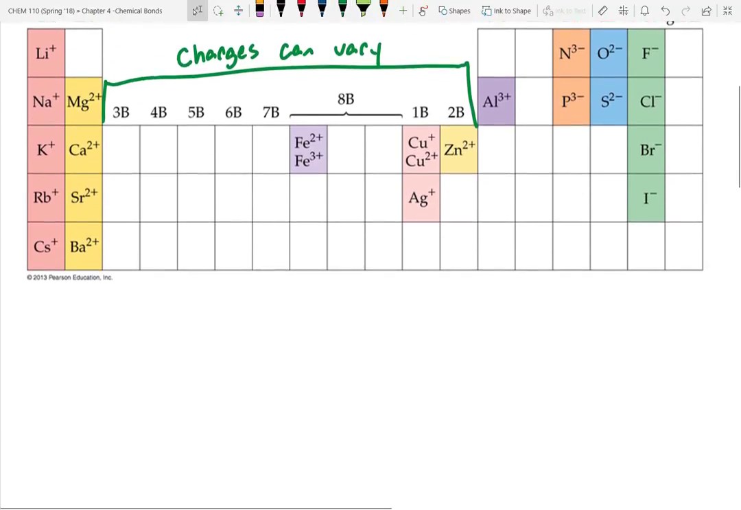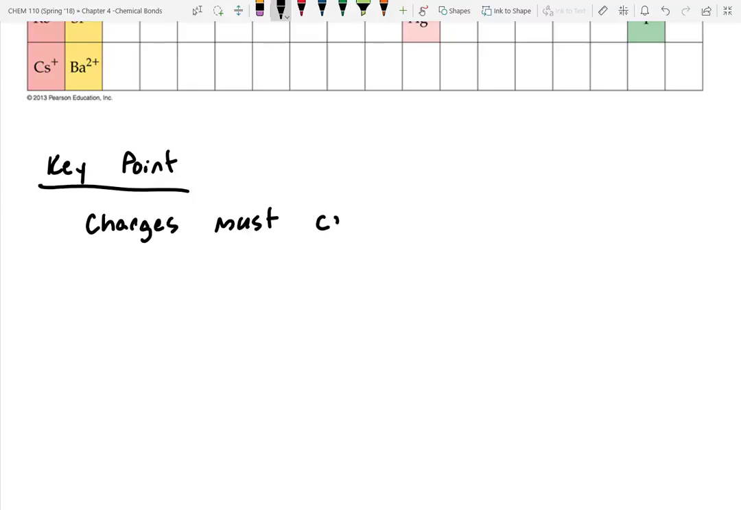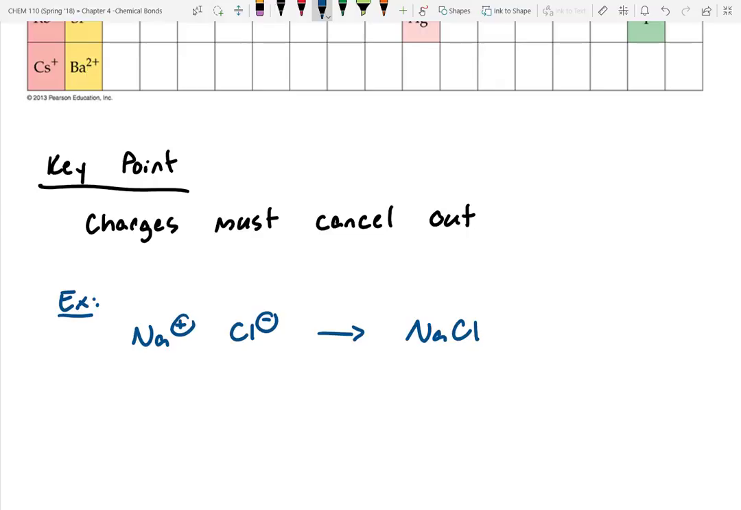All right, so let's take a look at a pretty simple trend here. The key point I want you to remember is your charges must cancel. So for example, with sodium and chlorine, we've got a +1 and a -1. That means they cancel out, so we can form an ionic compound from this, and it is exactly a 1-to-1 ratio, so we would represent this as NaCl. Does that make sense? Let's look at some harder ones, though.